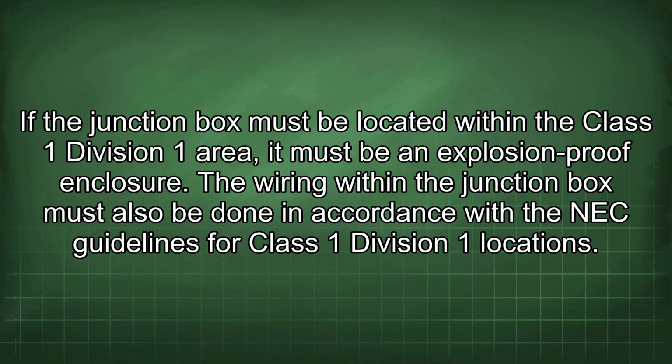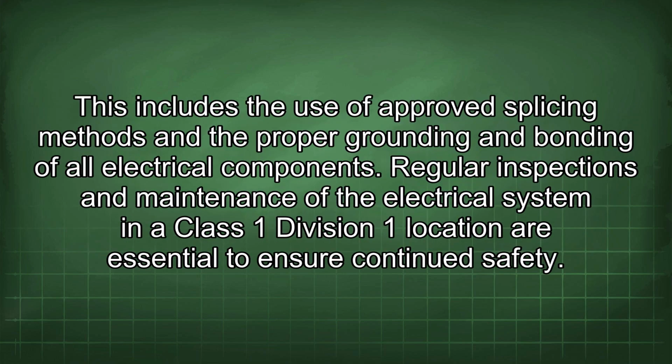If the junction box must be located within the Class 1 Division 1 area, it must be an explosion-proof enclosure. The wiring within the junction box must also be done in accordance with the NEC guidelines for Class 1 Division 1 locations. This includes the use of approved splicing methods and the proper grounding and bonding of all electrical components.